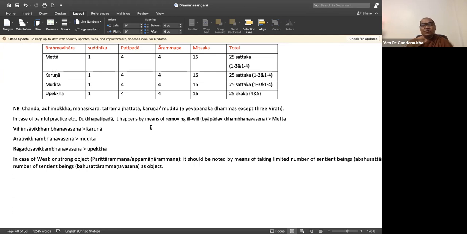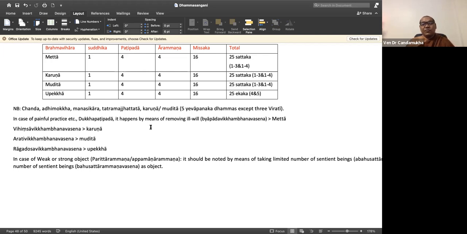So while you are practicing Metta Bhavana, you are able to take a few people or a few beings on your mind as an object. That is called parittarammana. Appamanarammana is a large number of people, an unlimited number of sentient beings, as an object. So these are the significances, something different from the other cases.